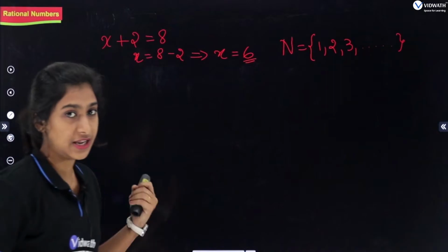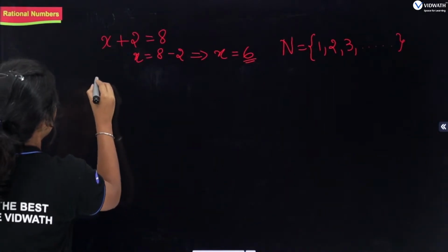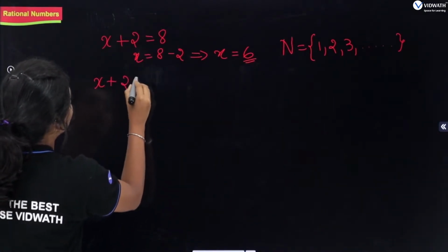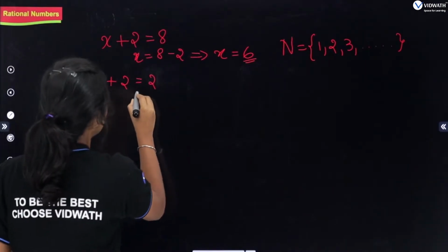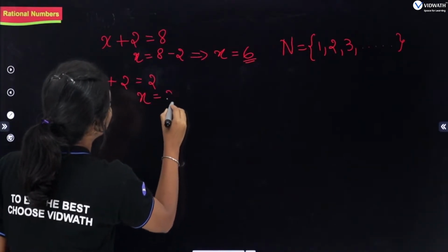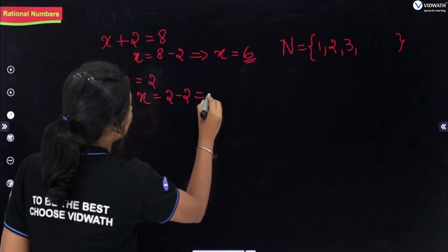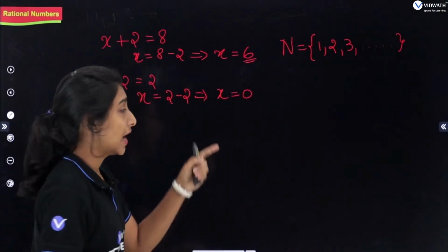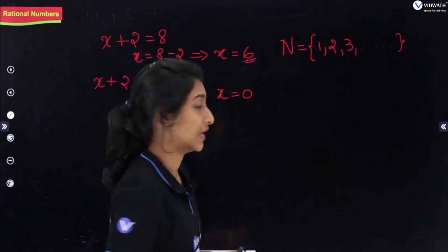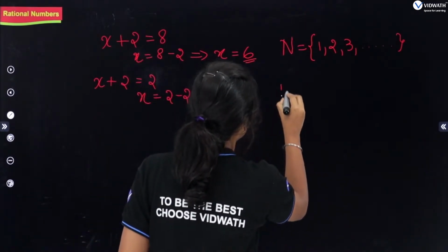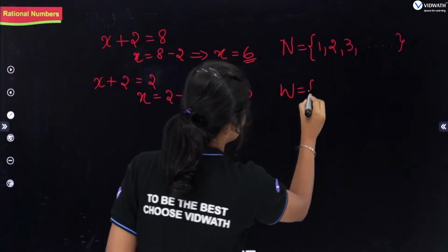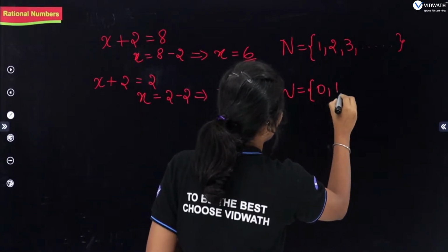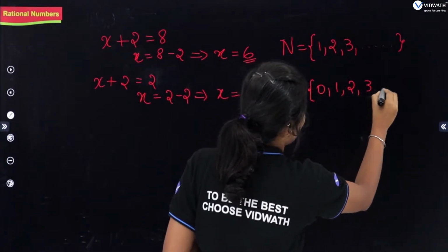And if we take another equation, say x plus 2 is equal to 2 and solve this, x is equal to 2 minus 2. So, x is equal to 0. We got 0 here, and 0 is called a whole number, right? So, we denote the whole numbers by W, which is equal to the set of 0, 1, 2, 3 and so on.